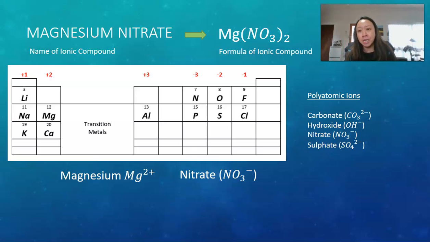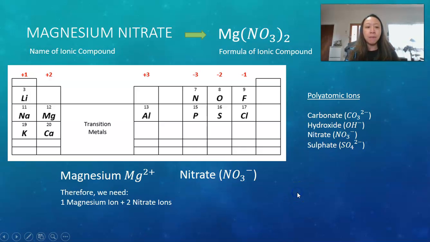Magnesium is giving out 2, but one nitrate can only receive 1. So yes, you are correct. We will need 2 nitrates, if that makes sense. So we need 2 nitrates, but 1 magnesium. Therefore, we need 1 magnesium ion and 2 nitrate ions, and we can rewrite the formula as below here.